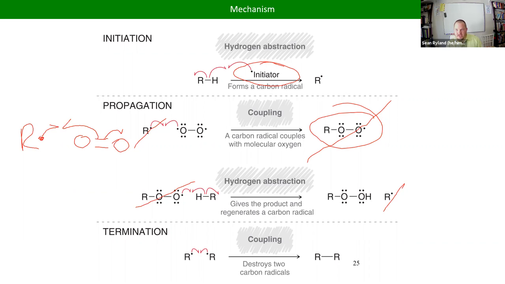All right, and then again, I'm not really looking closely at what you draw for your termination step. It just has to be any two radicals bumping into each other, any two radicals that were already part of the reaction. So just find something, and it can bump into itself or it can bump into something else, whatever, doesn't matter.